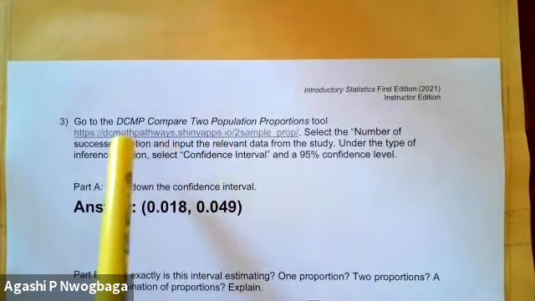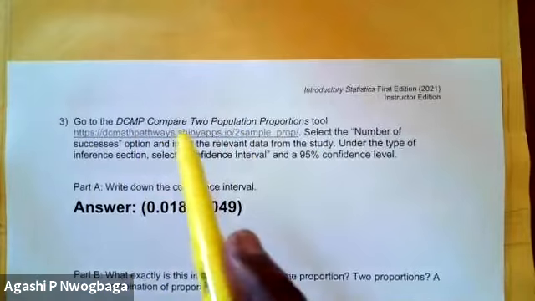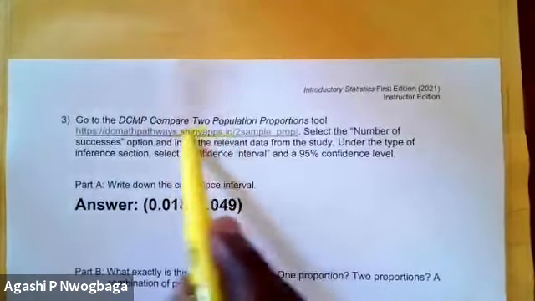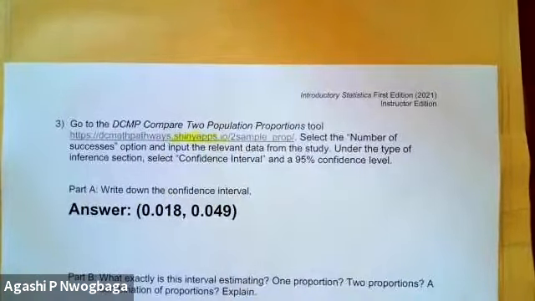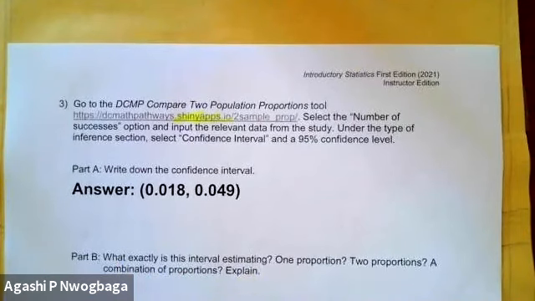You input the figures into this online site, the Shiny apps. Okay. B. What exactly is this interval estimating? Is it one proportion, two proportions, a combination of proportions? Please explain.